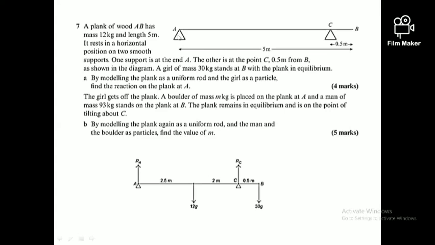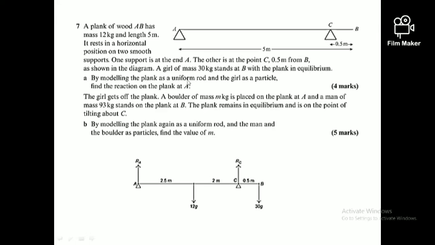One support is at end A, at this one corner of the rod, and the other support is at the point C, 0.5 meters from B. Here the length is 0.5 meters, right? As shown in the diagram. One girl of 30 kilograms standing at B. Therefore, you can mark 30g over here, right?